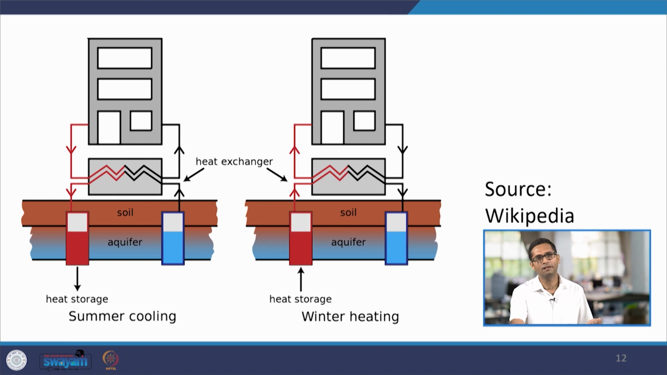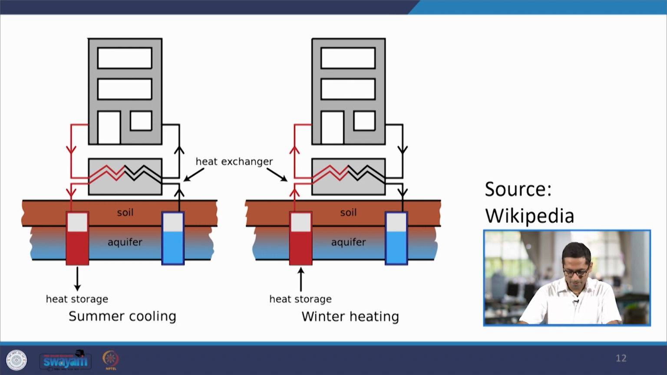So, this is a simple diagram to show how a ground source heat pump would work. During the summer times, you would see that the ground is normally at a much lower temperature. So this could be used with the help of a heat exchanger, exchanging the hot air, cooling it down and supplying it back to the building.